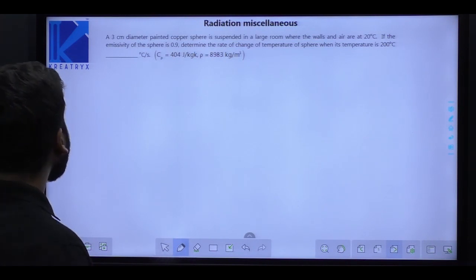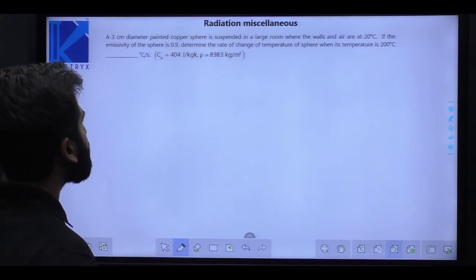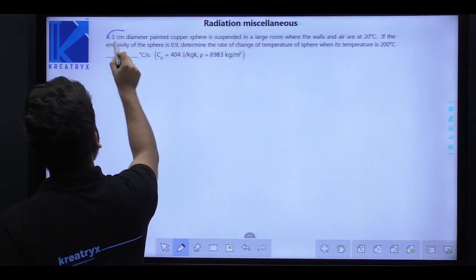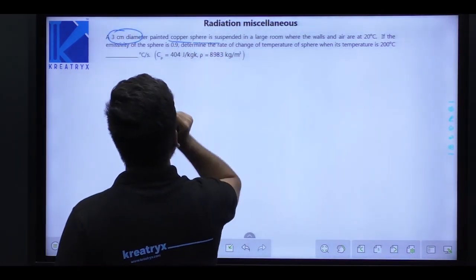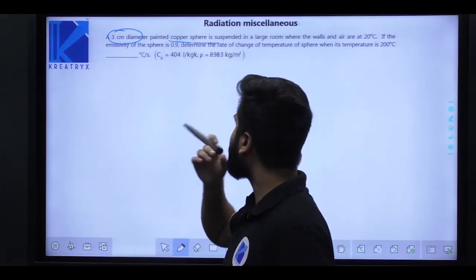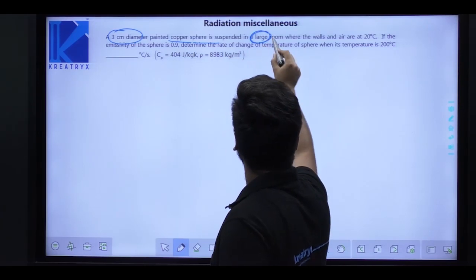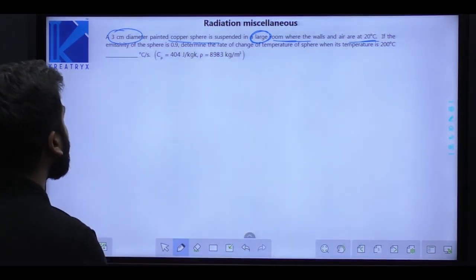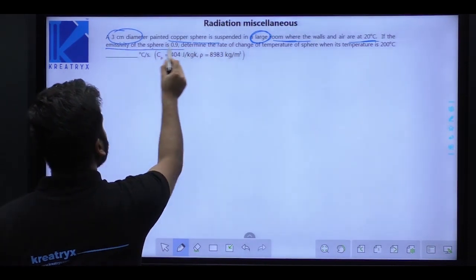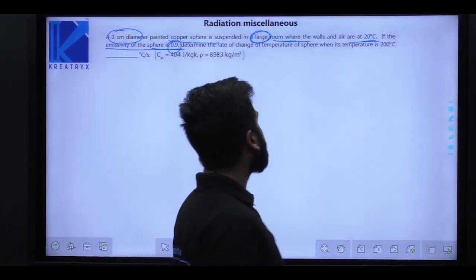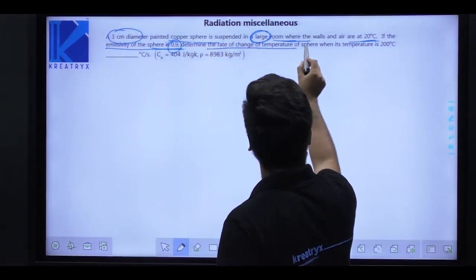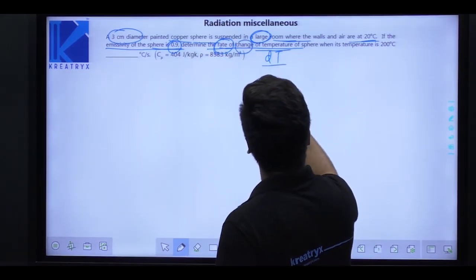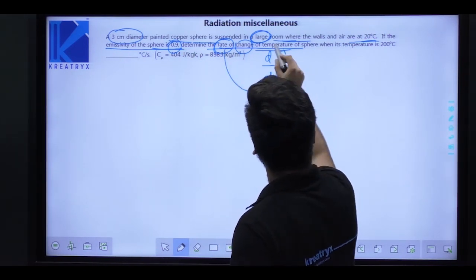The next question is, a 3 centimeter diameter painted copper sphere is suspended in a large room where the walls and air are at 20 degrees Celsius. It is a sphere of very small diameter, suspended in a large room where the walls and air are at 20 degrees Celsius. The emissivity of the sphere is given, which is 0.9. Determine the rate of change of temperature of the sphere. Rate of change of temperature means dT by dt, where t denotes time and dT is the change of temperature.